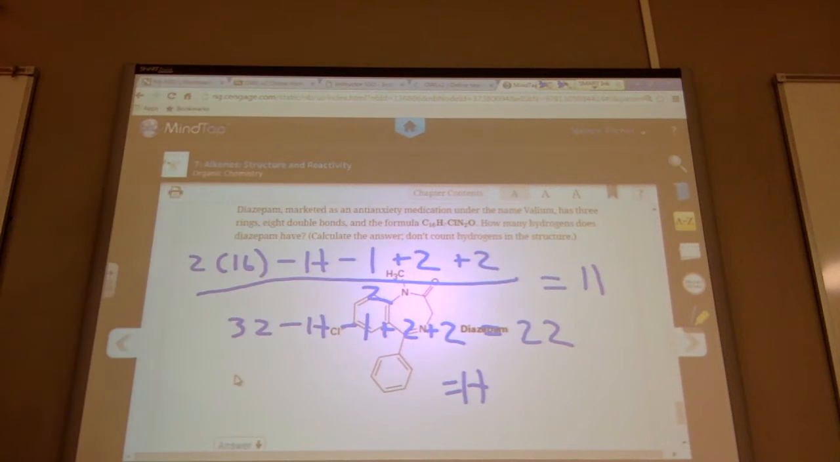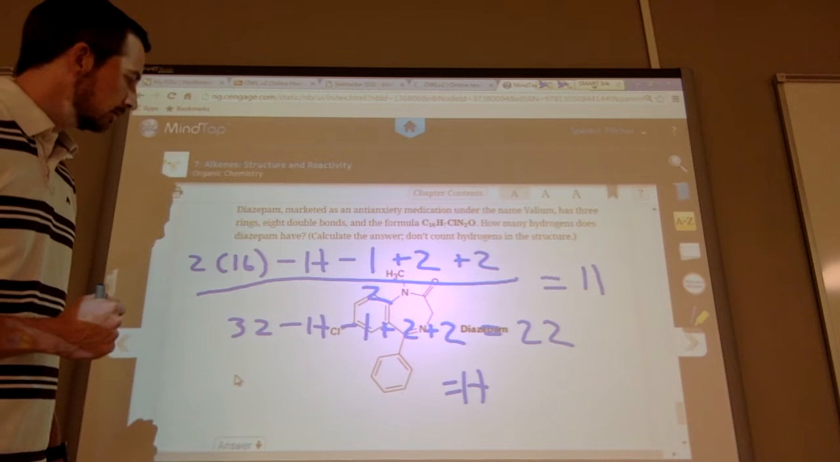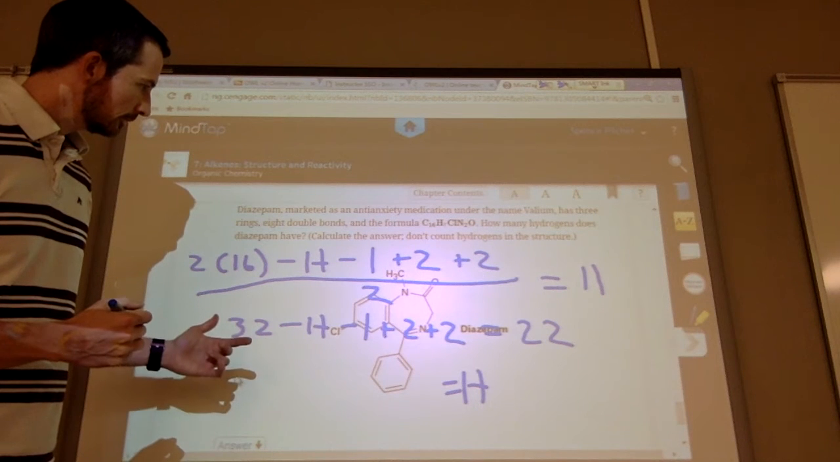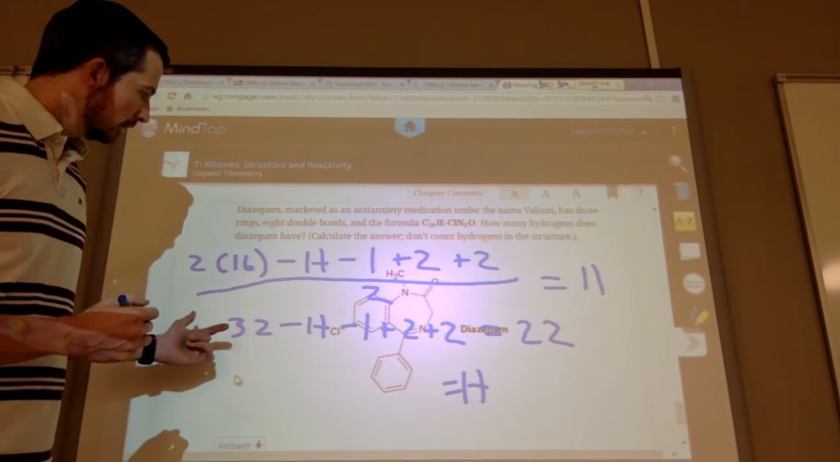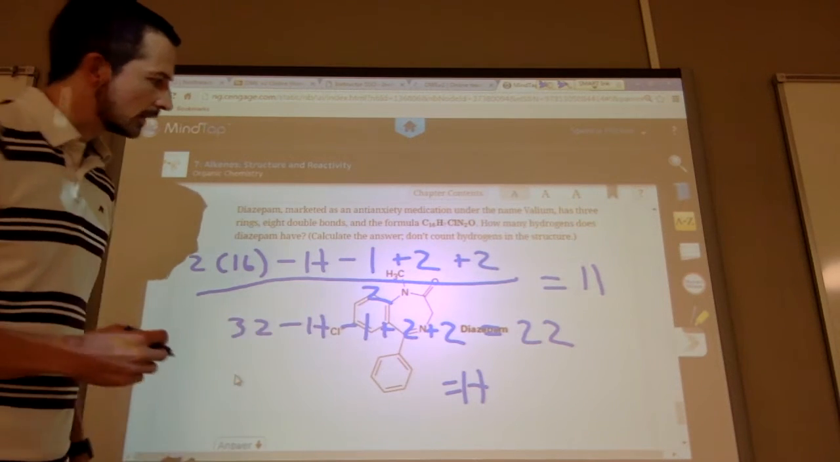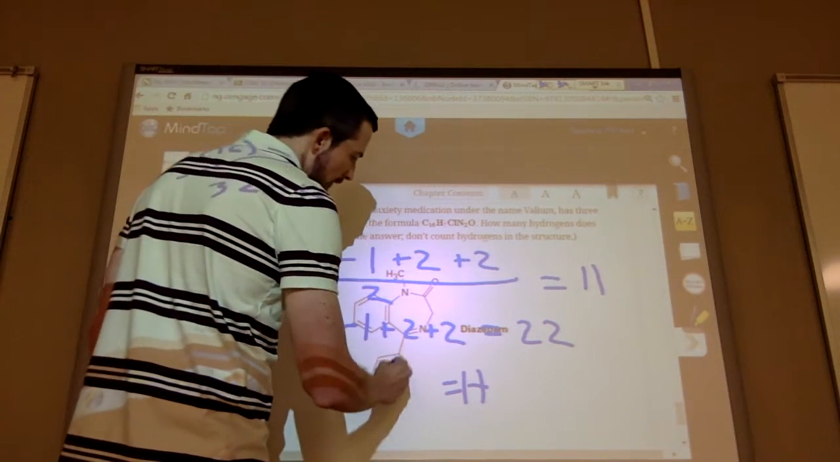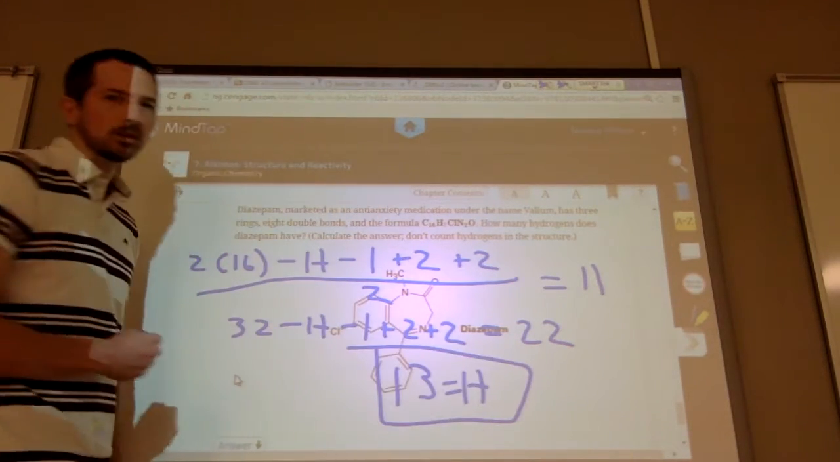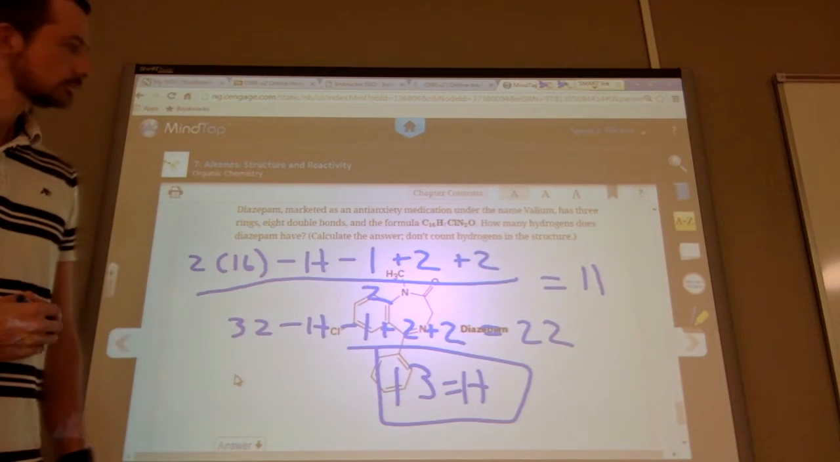So solve for H then. So I have what? 10 minus 1, 9, plus 2, 11, plus 2, 13. So I have 13 hydrogens in that structure.